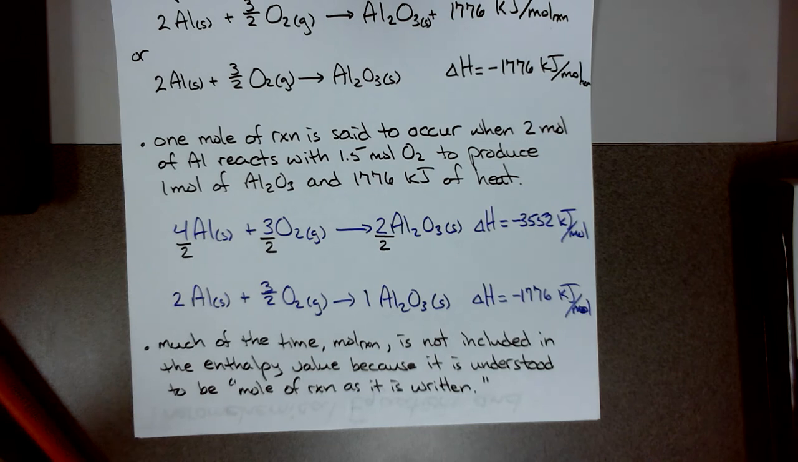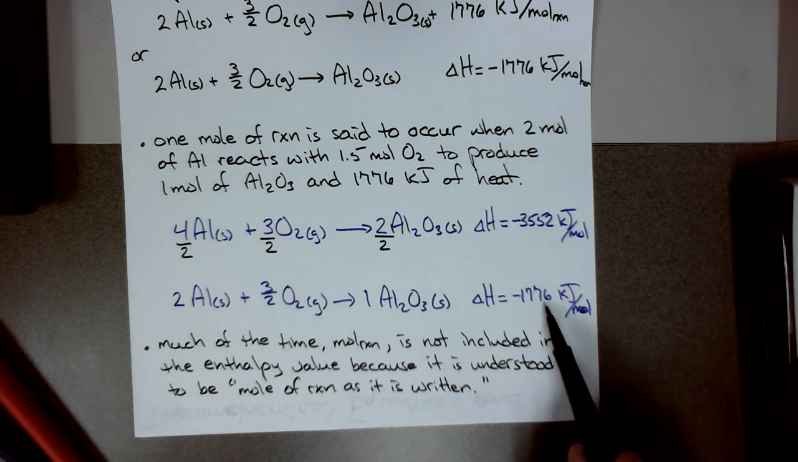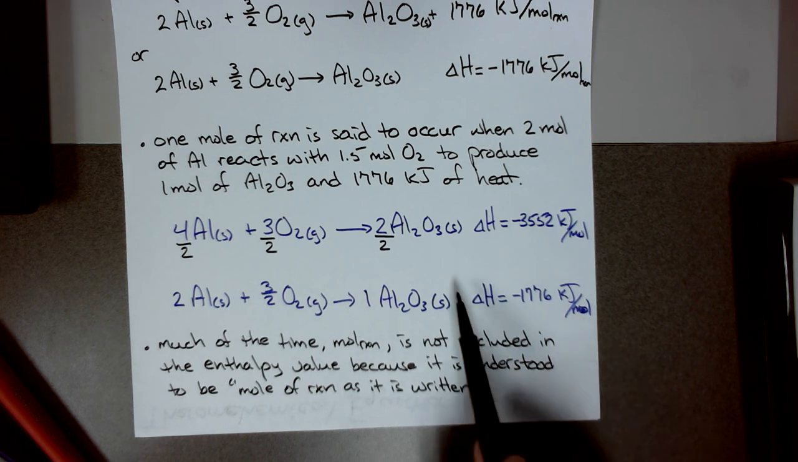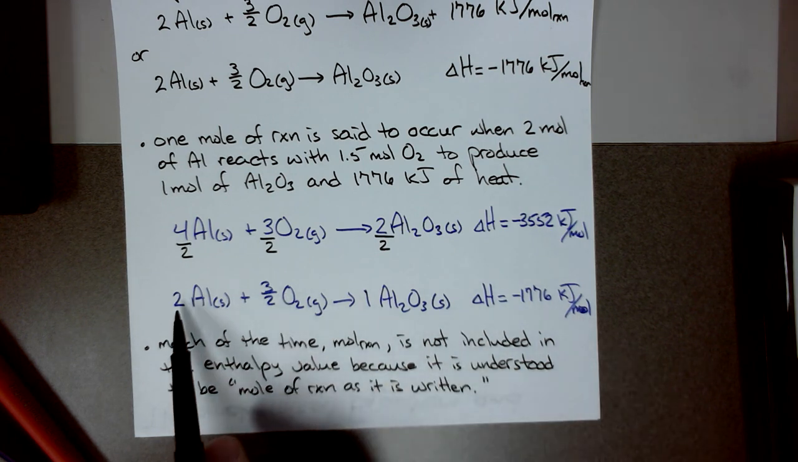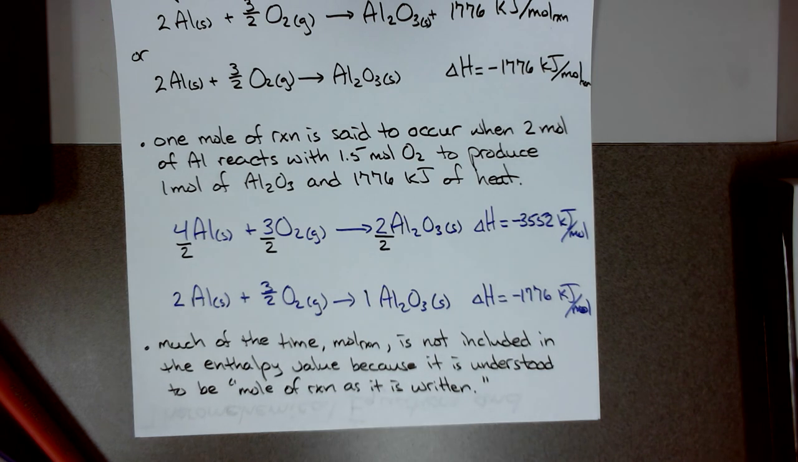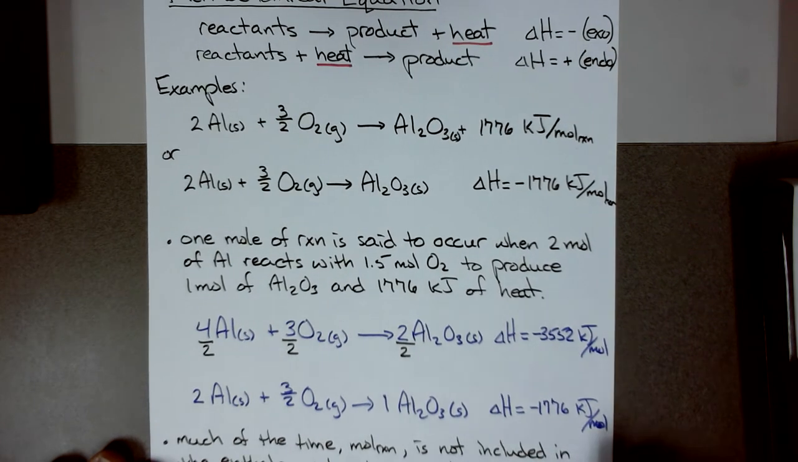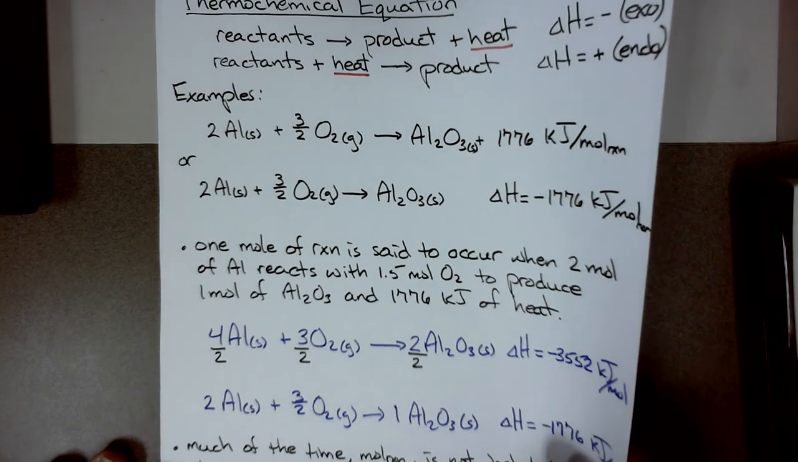Okay, so a lot of times it'll just say negative 1776 kilojoules instead of kilojoules per mole, but it is understood that it's per mole of reaction based on the coefficients as it is written. Okay, so let's do some practice problems with stoichiometry of thermochemical equations.